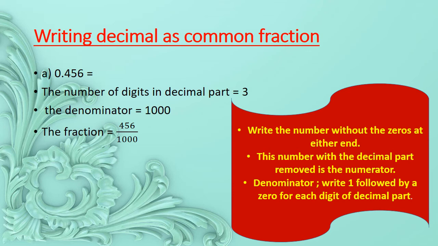So after removing the point, we have 0456. So 0 does not have any value on the extreme left. So now we have 456. This will be our numerator, as we have removed the decimal point. That is why our fraction will be 456 upon 1000.